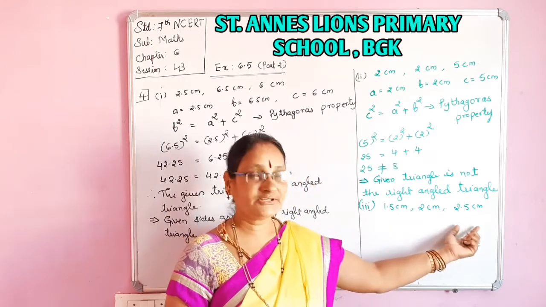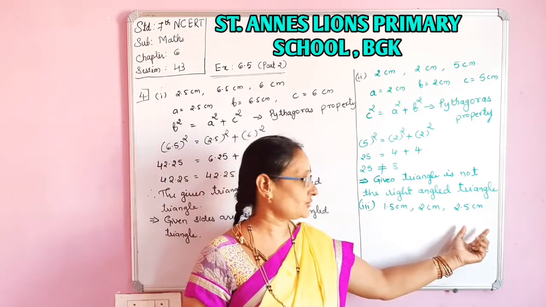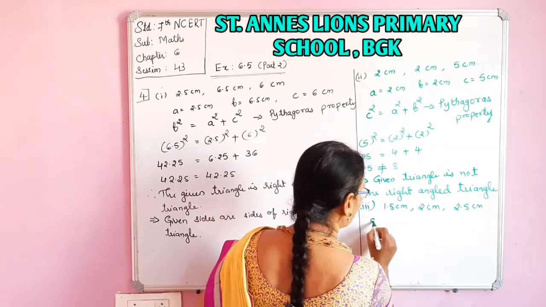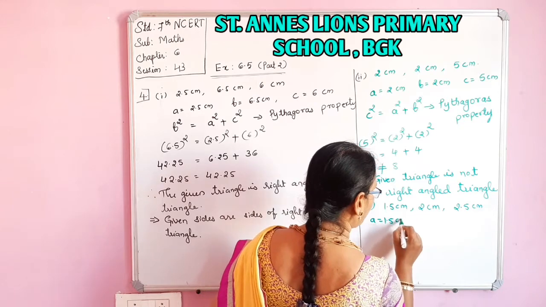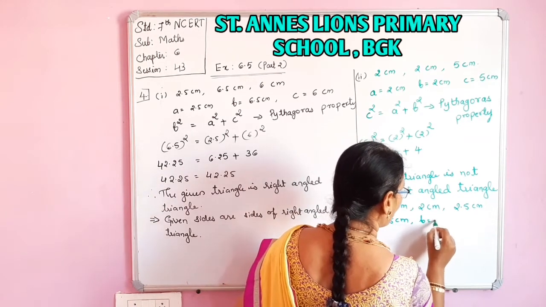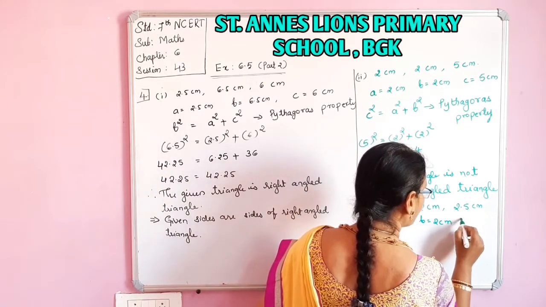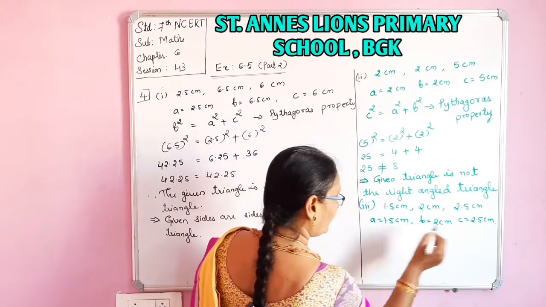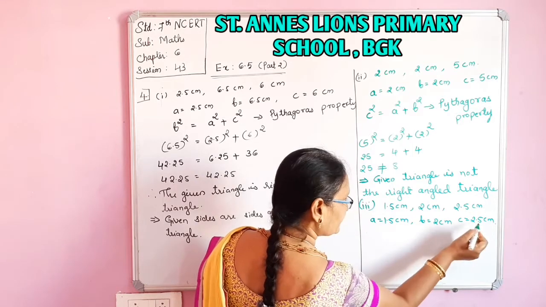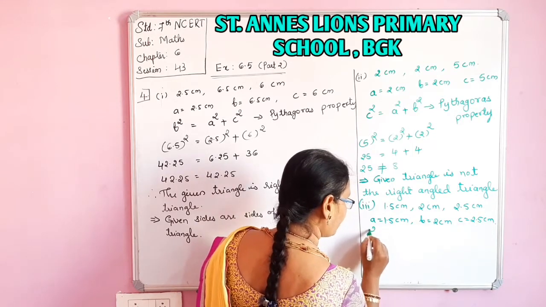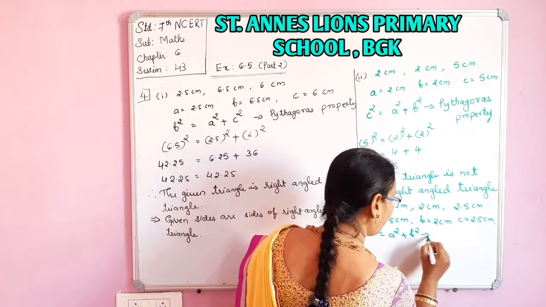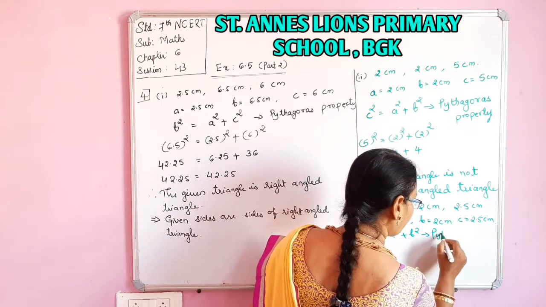Now tell me which we have to take as the hypotenuse. 2.5. Why? Because it is the biggest side. Now A is equal to 1.5 centimeter, B is equal to 2 centimeter, C is equal to 2.5 centimeter. According to the Pythagoras property, this is the hypotenuse, so we have to take it as C. C square is equal to A square plus B square. This is my Pythagoras property.